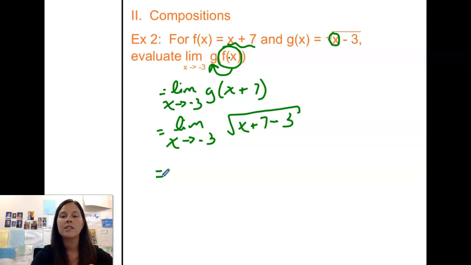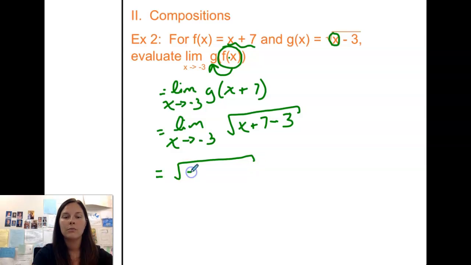At this point, I could simplify, I could sub in, or I could simplify and sub in at the same time. Now that I'm going to sub in, I drop the limit notation, replace x with negative 3, and this 7 minus 3 gave us 4. The square root of 4 is 2.